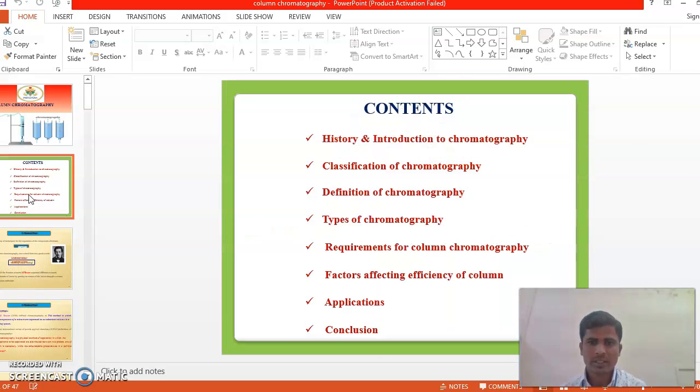So the contents of this column chromatography are: introduction to chromatography, classification of chromatography, definition of chromatography, types of chromatography, requirements for column chromatography, and what are the factors which affect the column efficiency. Last is the application of column chromatography.